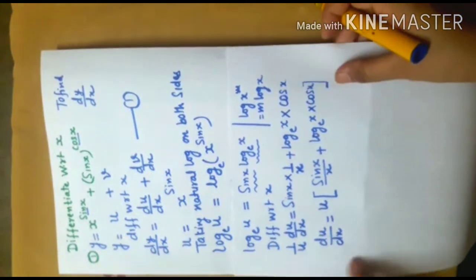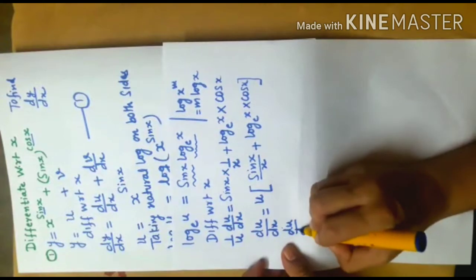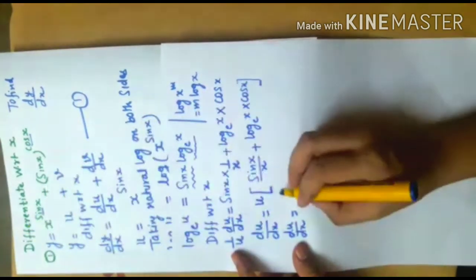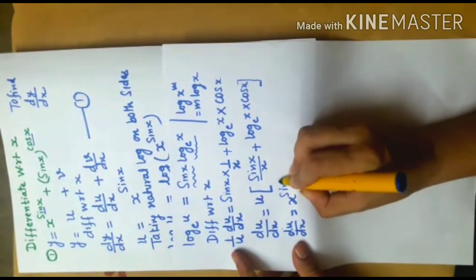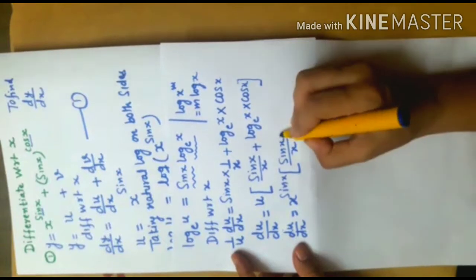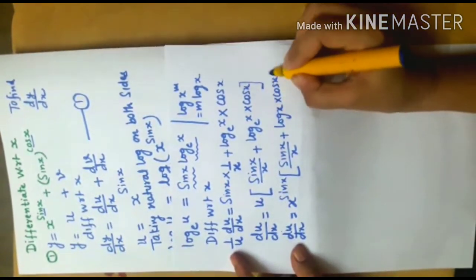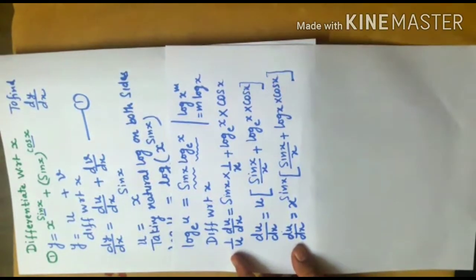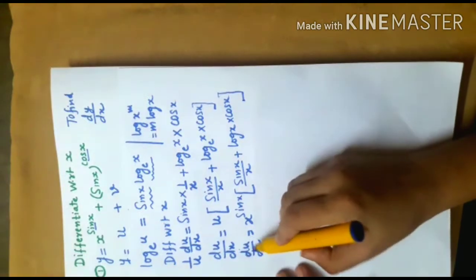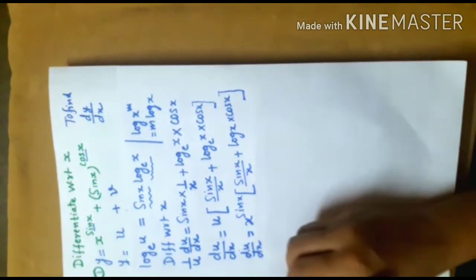So du by dx will be equal to, what was u? u was x raised to the power sin x, times sin x over x plus log x into cos x. So we have obtained du by dx. Now we will find dv by dx.